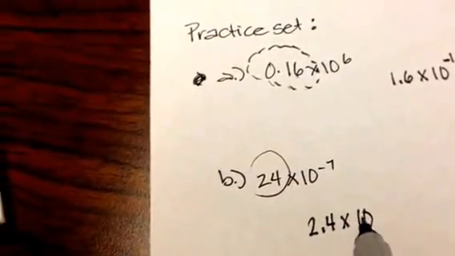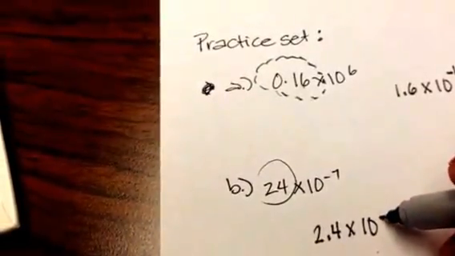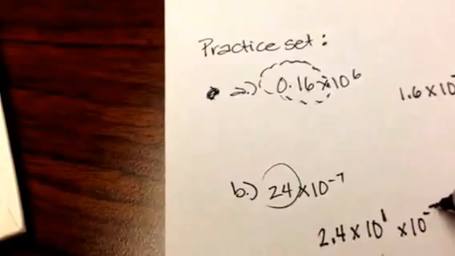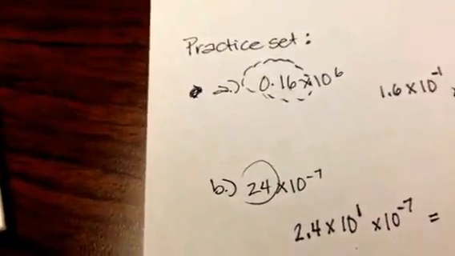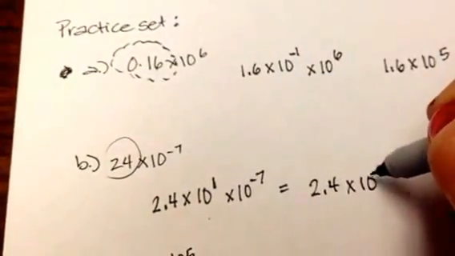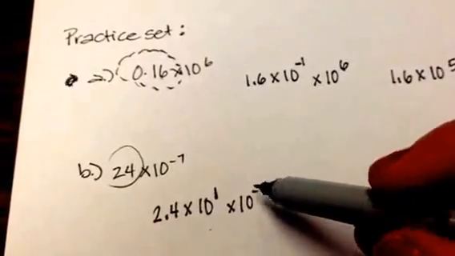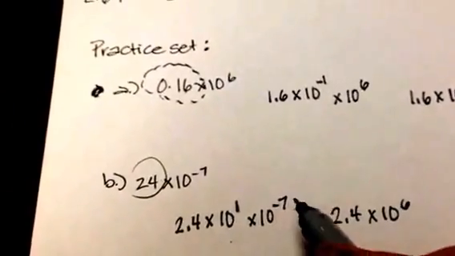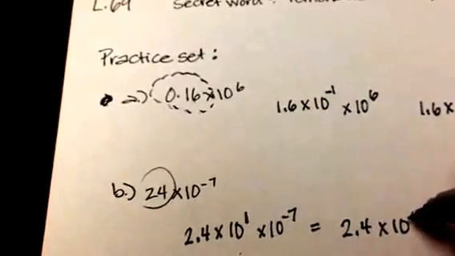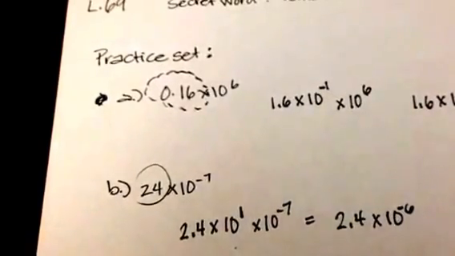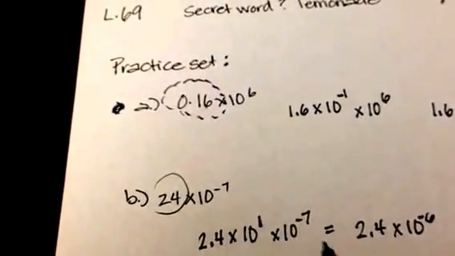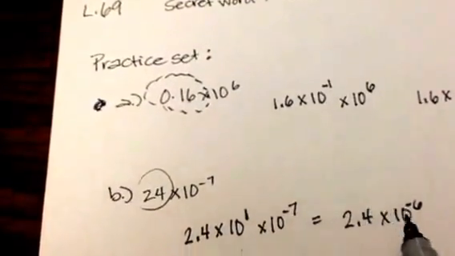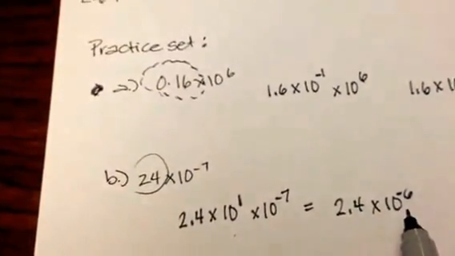So it's going to be a positive 1. And then times 10 to the negative 7, which equals 2.4 times 10 to the what? Well, what's 7 minus 1? 6. And what sign does 7 have? Negative. So it's going to be the negative 6. Okay, so I'm just putting this equation in the correct form. That's really all I'm doing. You don't even have to solve it for me. We just are putting it in the correct form.